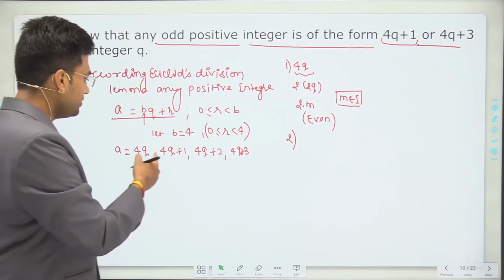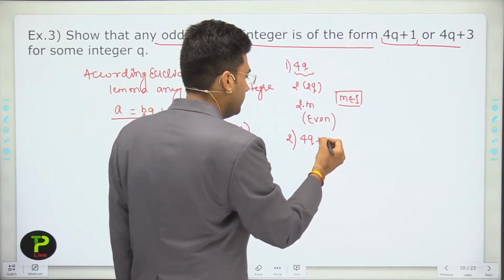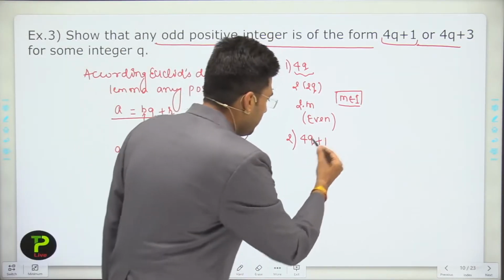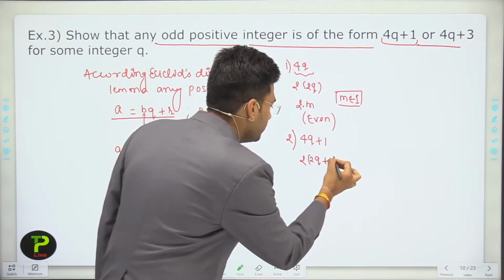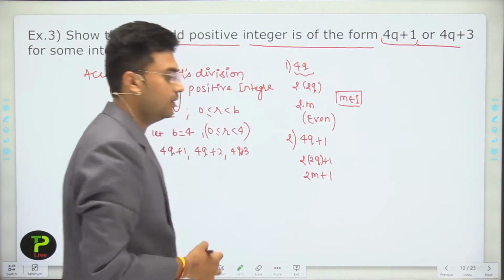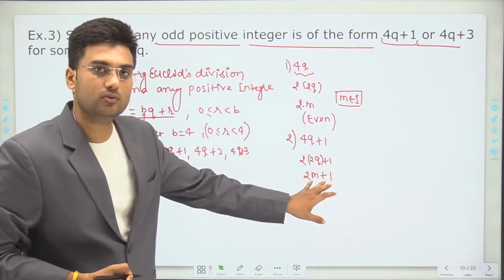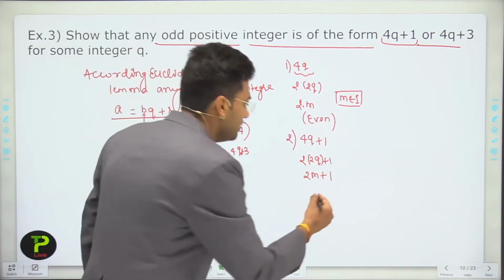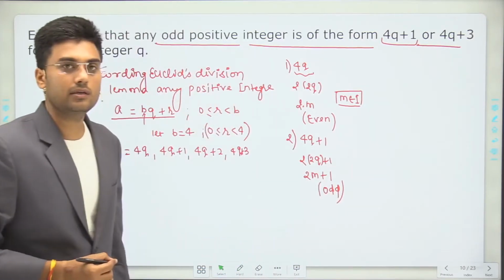Now let's talk about the second. The second is 4q plus 1. We can write it as 2 multiplied by 2q plus 1, or we can write it as 2m plus 1. So when we divide it by 2, we will get 1 as a remainder. So we can say that this number is not divisible by 2, so this number is odd. Clear?